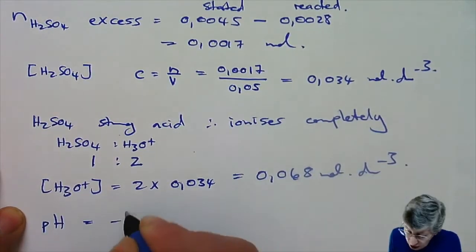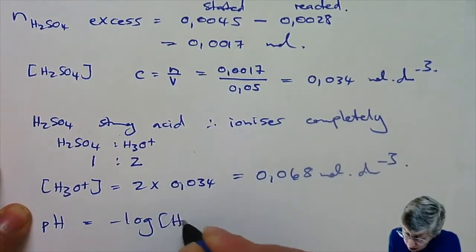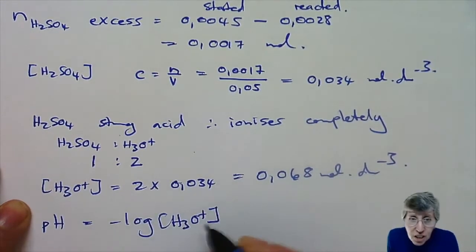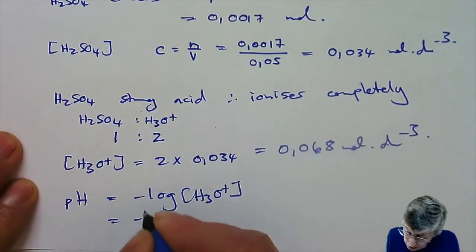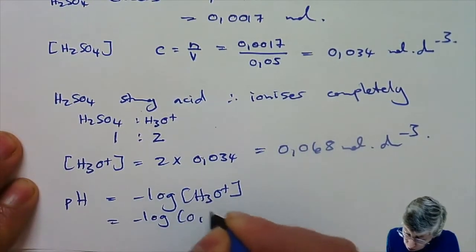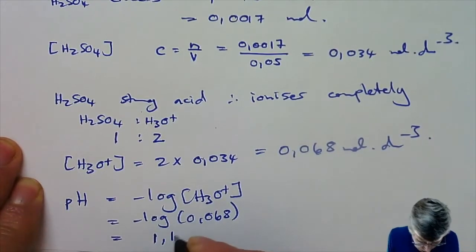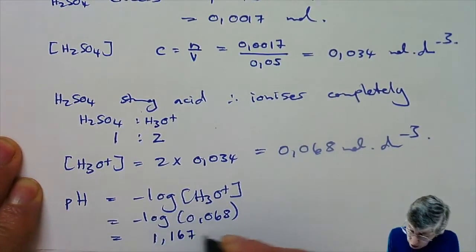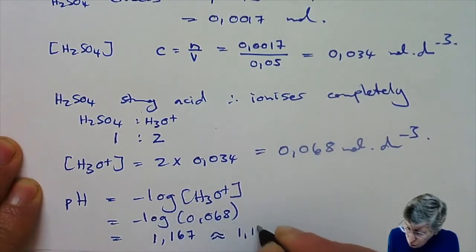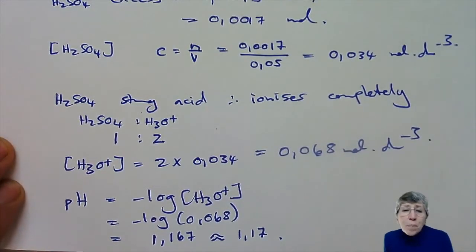So pH is just negative the log of that H3O+ concentration, or negative the log of 0,068, and if you do that, you end up with 1,167, which is nearly 1,17, right?